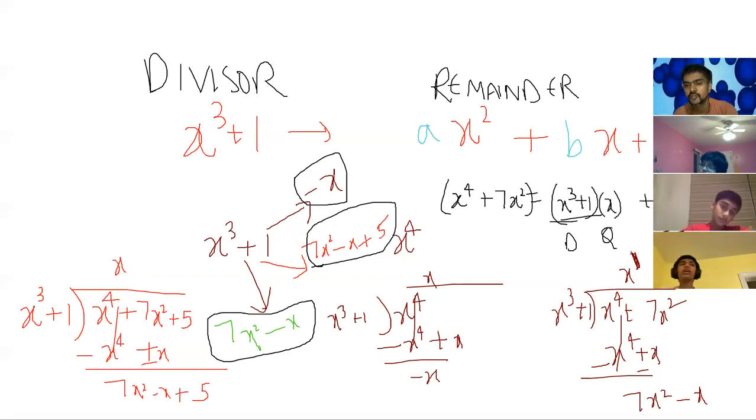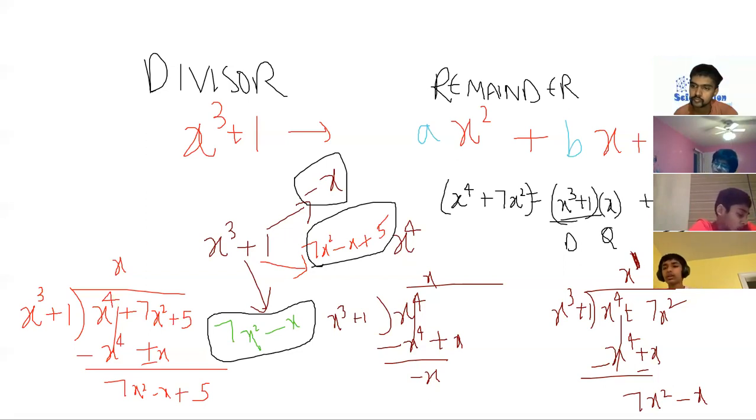If you're doing x squared plus 5 and you're trying to find the remainder, would you have to divide into x? No, you'll take the quotient to be something appropriate, right? Here I took x because I want to knock off x power 4.